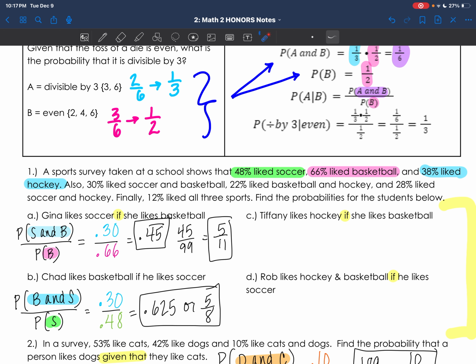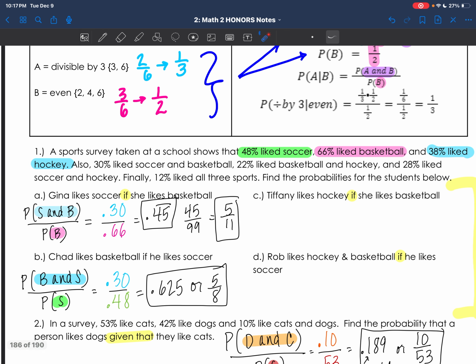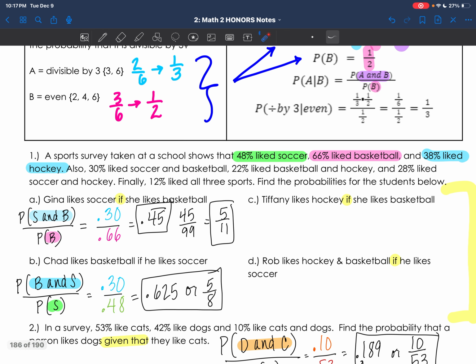A sports survey taken at school shows 48% liked soccer, 66% liked basketball, 38% liked hockey. Also, 30% liked soccer and basketball, 22% liked basketball and hockey, and 28% liked soccer and hockey. Finally, 12% liked all 3 sports. So we're going to find the probabilities, and remember, probabilities are given as a fraction or a decimal.